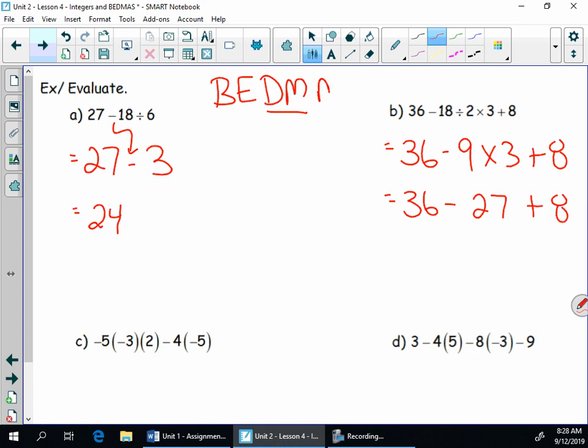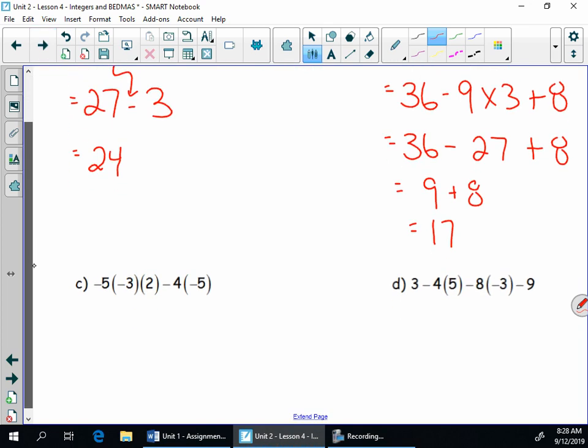Now I've got my adding, subtracting. If you want to do this from left to right, you can, or collect things together, then do it. This one's not too bad to do from left to right. 36 minus 27 is 9. 9 plus 8 makes 17. Okay, so far no integers to worry about. Everything's been just adding, subtracting, but ends up in positives.